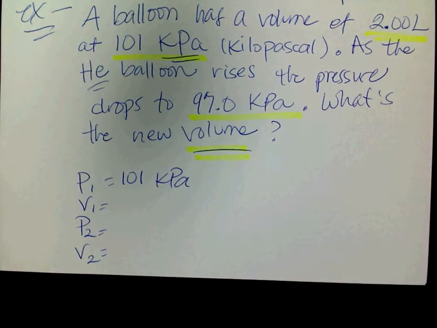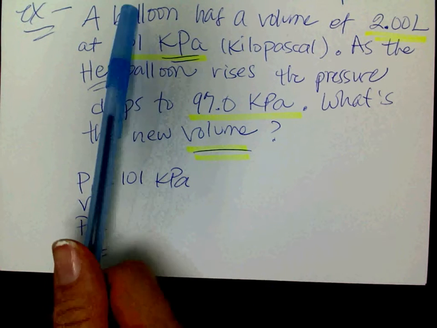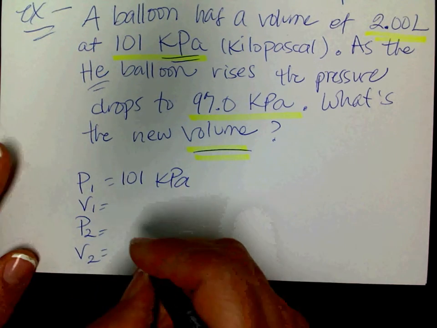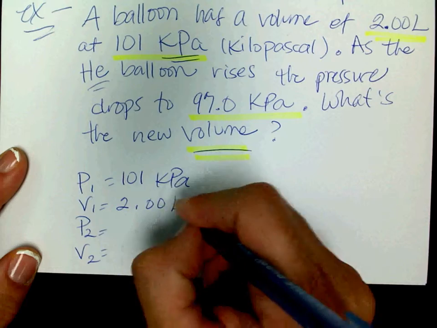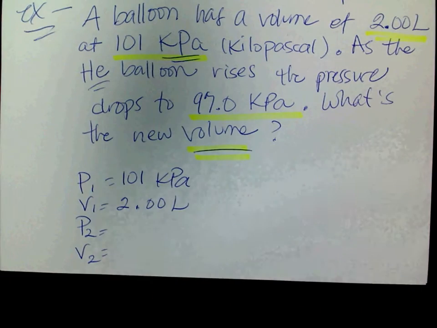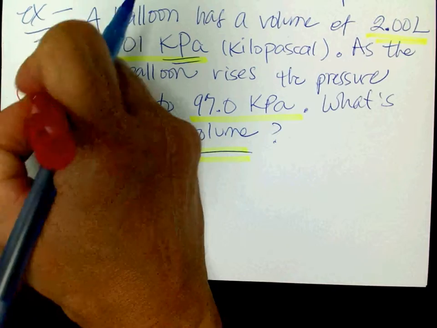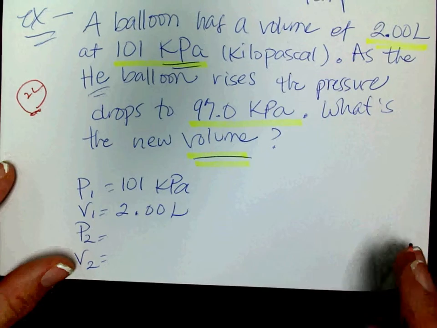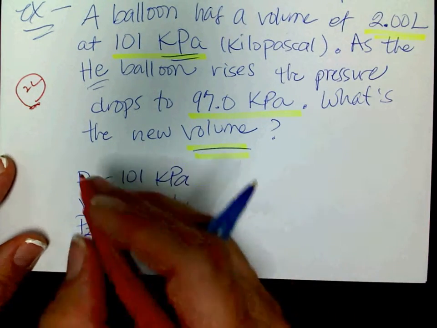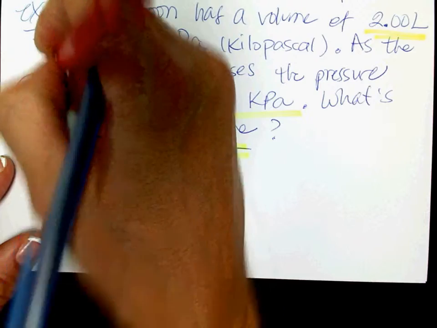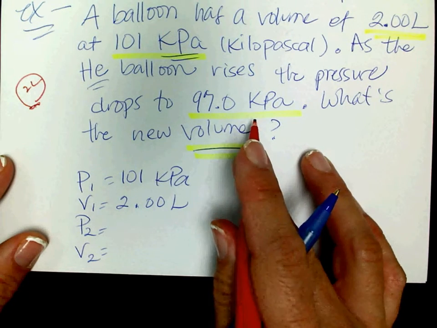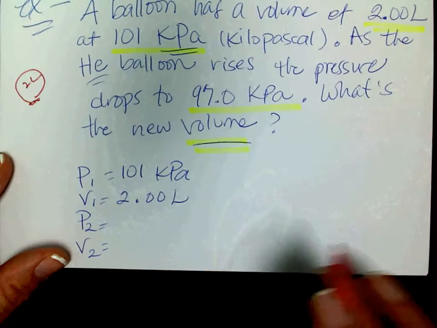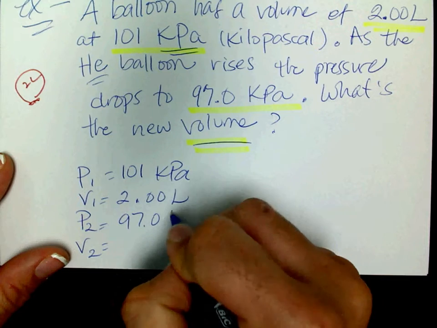All right. What's my initial volume when I start out with this fancy balloon? 2.0. What color y'all think this balloon is? Red. All right, let's draw the red balloon. There's my red balloon. It's at 2 liters and 101 kilopascals, kPa. Now, when the balloon goes higher into the sky, there's less pressure, okay? We have 97 kilopascals of pressure.